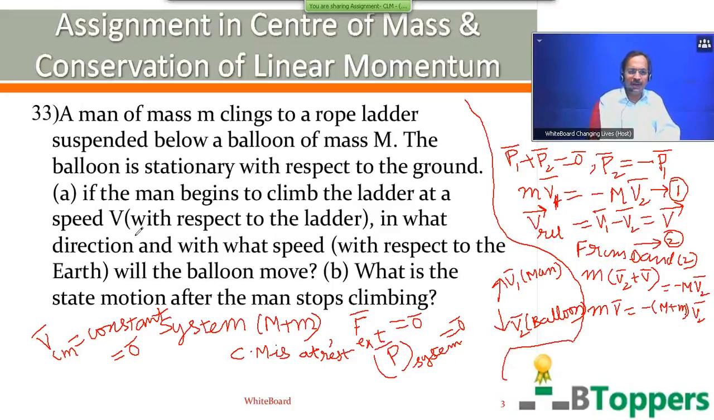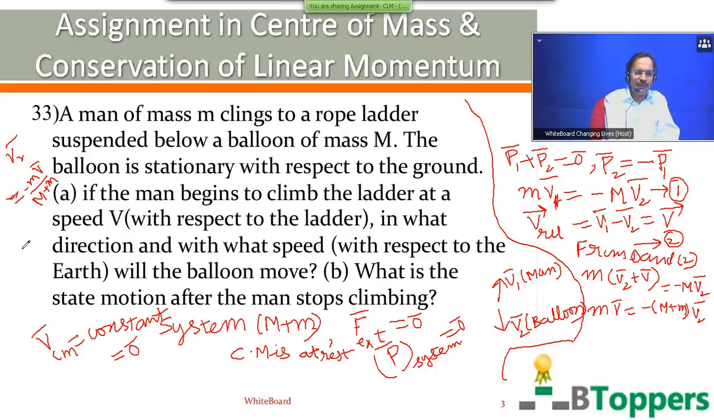So you get V2 bar equal to, that is the velocity of the balloon with respect to a stationary observer on the earth, minus small m into V bar by capital M plus small m. The negative sign implies that the actual velocity of the balloon with respect to a stationary observer on the earth is opposite to the relative velocity of the man with respect to the balloon. The man moves upwards with respect to the balloon, the balloon moves downwards with respect to a stationary observer on the earth.